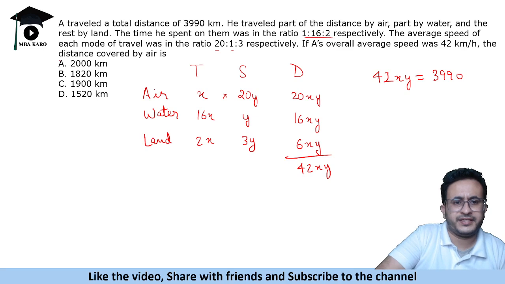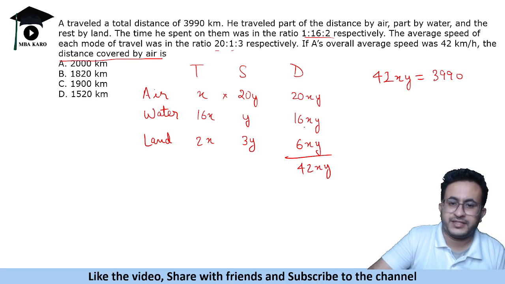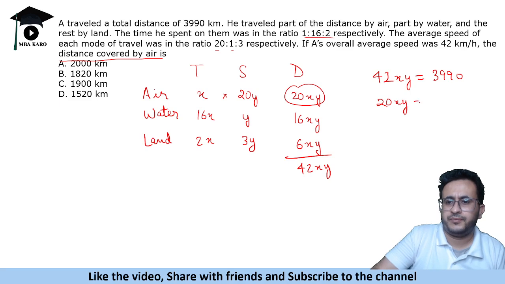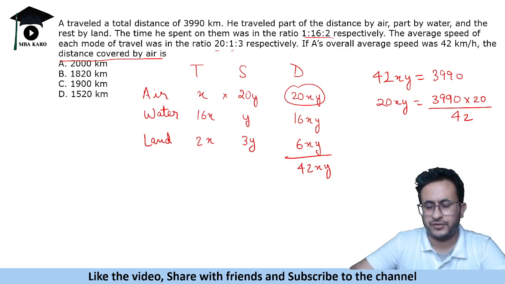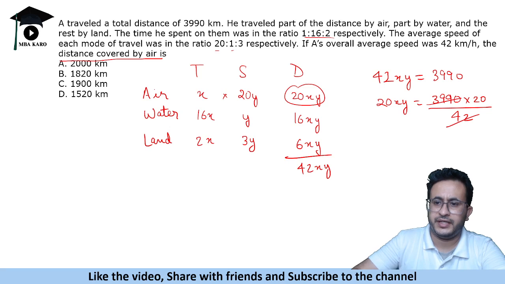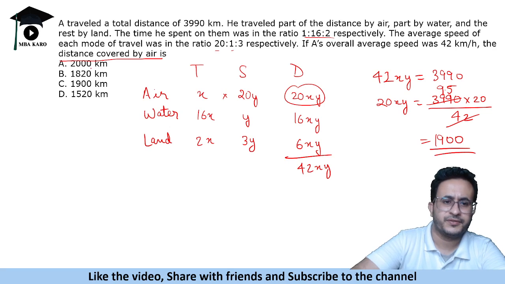We need to find the distance covered by air. So distance covered by air is 20xy. 20xy will be equal to 3990 into 20 by 42. Okay, so you need to calculate this value. So 42 into 9 is 378, 21 210. So 95 into 20, you will get 1900 kilometers.